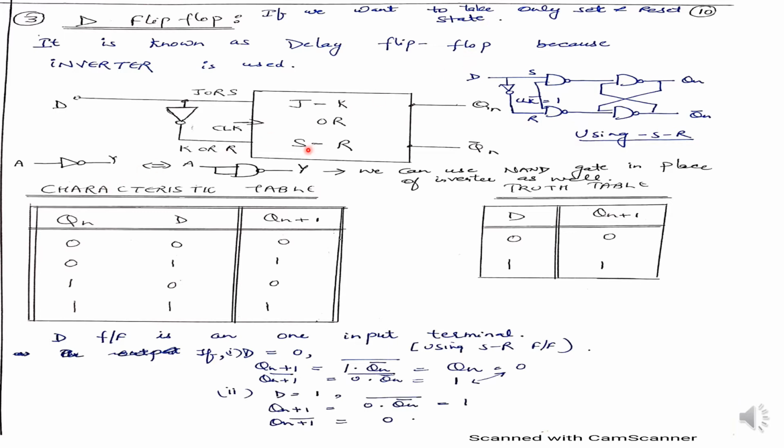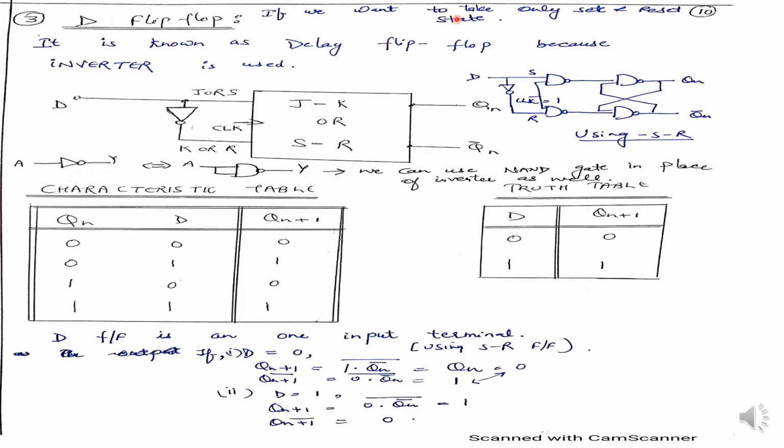Because we have already studied the SR and the JK flip-flop. That means the set and the reset and the JK flip-flop. So why do we really require the D flip-flop? Basically, the D flip-flop is used if we want to take only the set and reset state of the SR flip-flop. If you remember, in the SR flip-flop, there was one unused state when S equals 1 and R equals 1. That means that state was the unused state.